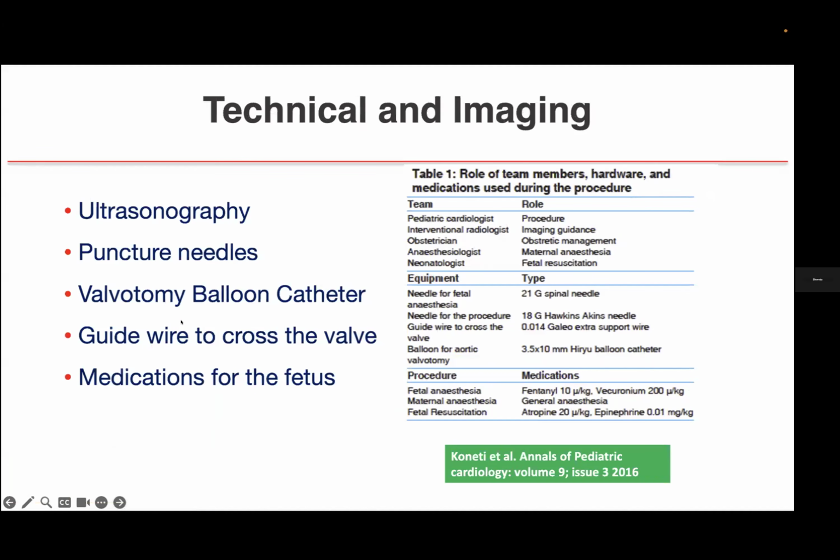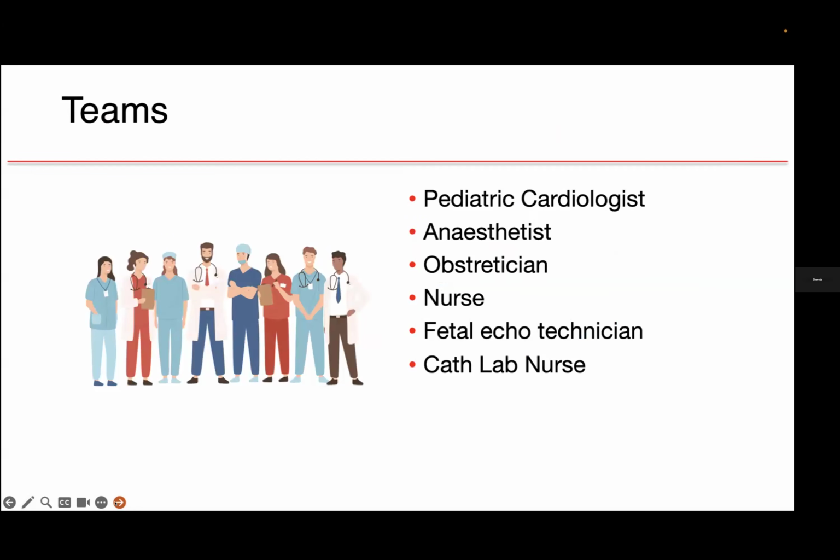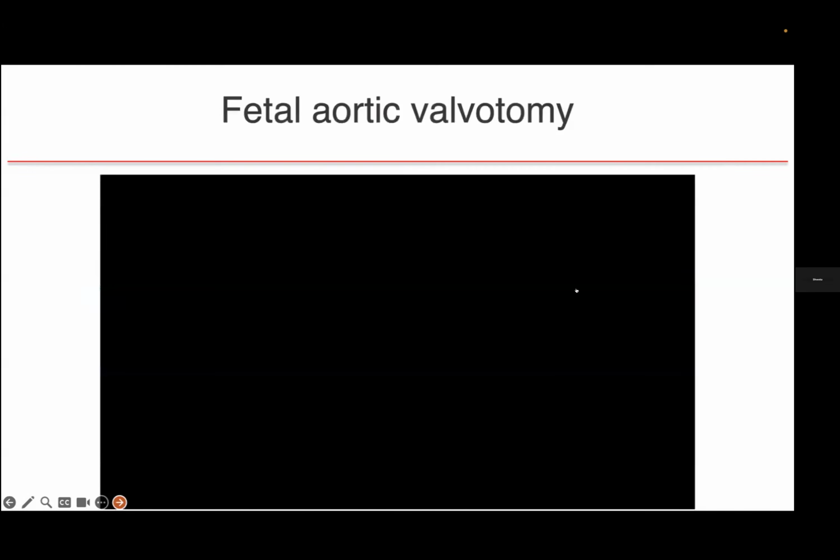And we have to use various puncture needles, especially 18 gauge needles, which are available. There are no custom made balloon catheters for fetal procedures. The experience comes from the pediatric balloon catheters, and 3.5 mm coronary balloons are specially used as the valvotomy balloon catheter. And then the wire to cross, and then we have to keep ready a few medicines for the fetus to give anesthesia, and in case there is an emergency. The team members are very important here: the presence of a pediatric cardiologist, the anesthetist, the obstetrician, nurse, fetal echo technician, and the cath lab nurse, who are going to give the proper comprehensive care to the fetus.